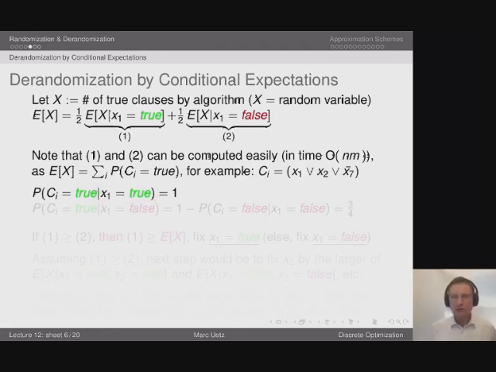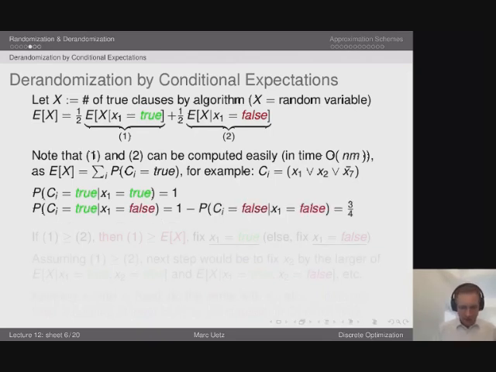Well, the only thing I have to do for a given clause Ci is look at the literals that are contained in the clause, right? So for instance, if I want to compute the conditional probability for the clause being true under the assumption that the first variable x1 is set to be true, then since the variable x1 appears in the clause, I see that the clause will be fulfilled, and hence this conditional probability will be 1 because it's independent of the truth values of the other variables, right?